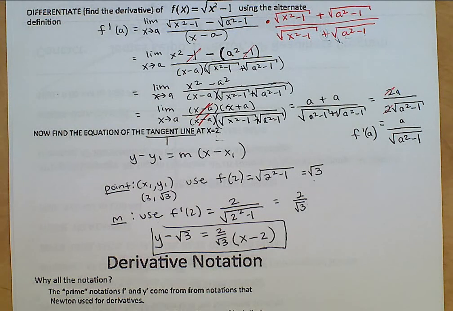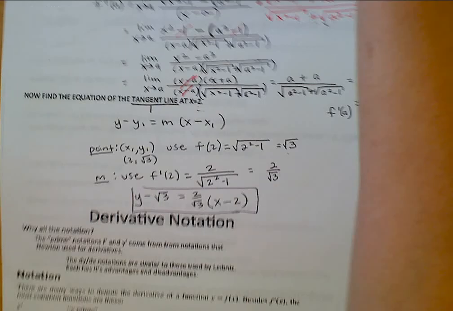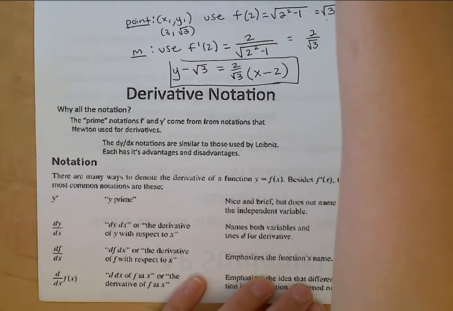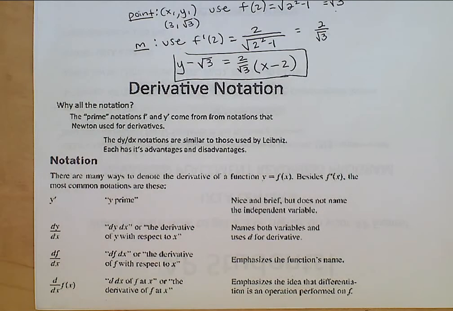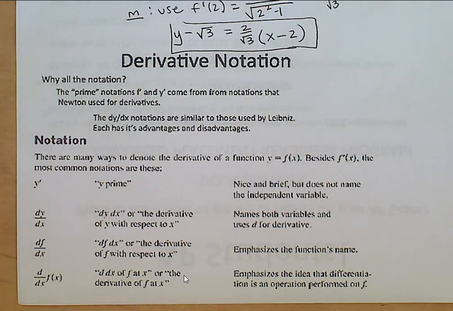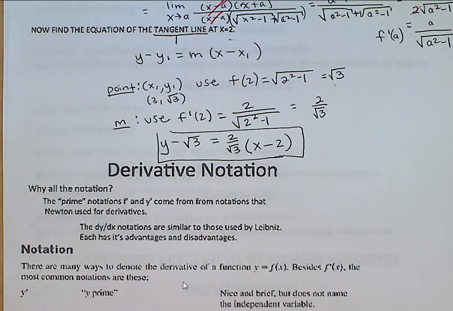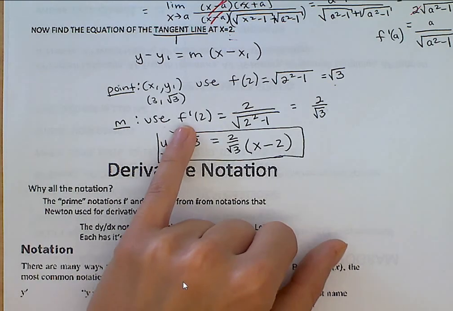So there's that. And just a few more notes. We could look at this derivative notation. So far we've been using this prime notation, like that. Prime notation is definitely the most simple, but the least informational.